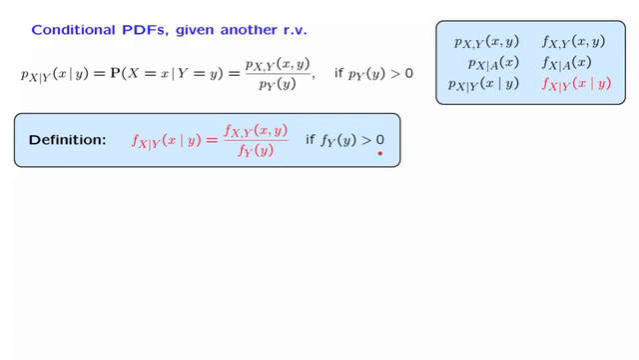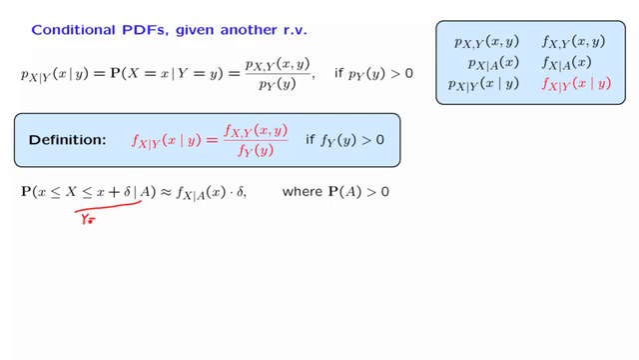Let us now try to make sense of this definition. Let us first recall the interpretation of the conditional PDF given an event A that has positive probability. We know that the PDF is used to determine the probability of a small interval, and similarly, the conditional PDF is used to calculate the conditional probability of a small interval given the conditioning event. We would like to do something similar for the conditional PDF, where we would like to take the event A to be something like the event that Y is equal to some particular value little y.